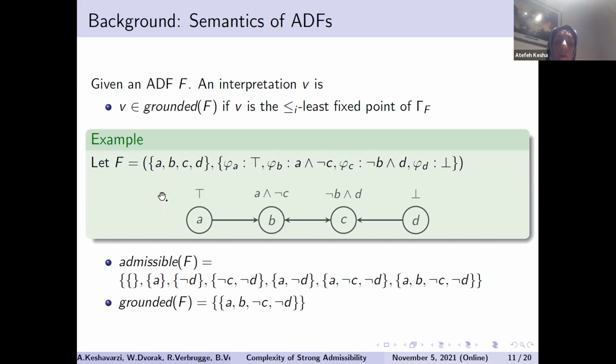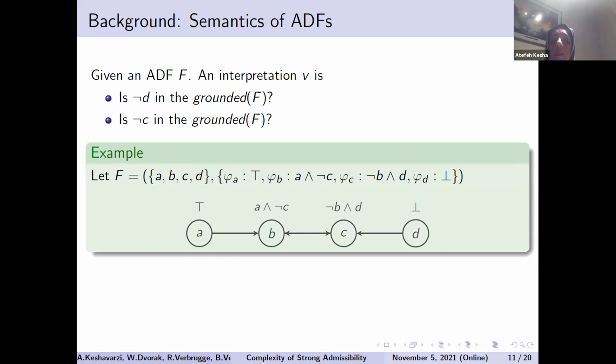In this ADF, for instance, this interpretation that assigns D and C to false and A and B to true is the grounded interpretation. Assume that I am asked about the credulous decision problem of one argument in the grounded interpretation. Then the question is, do we really need to construct the grounded interpretation, then answer the question, or is there any further way to answer the question?